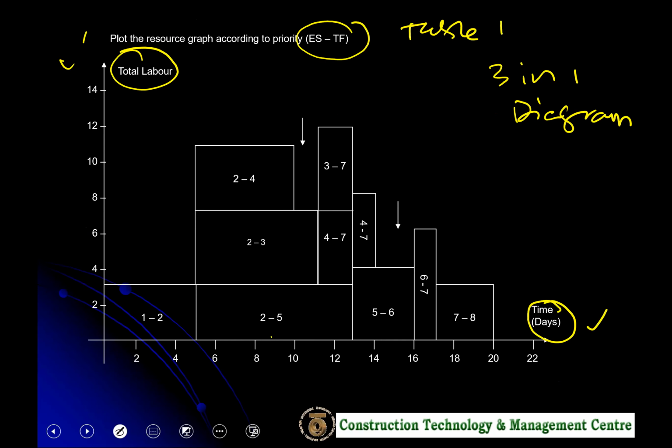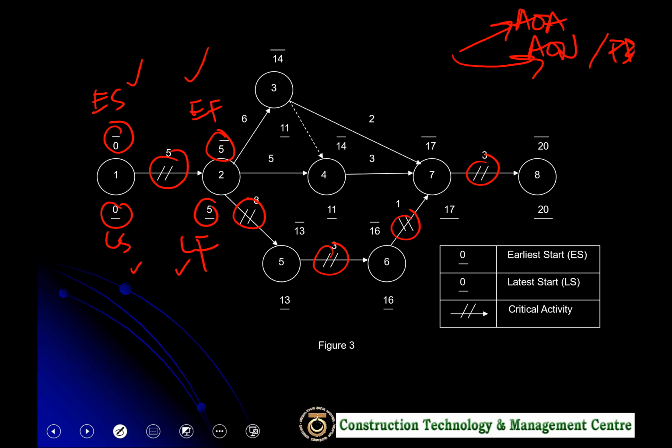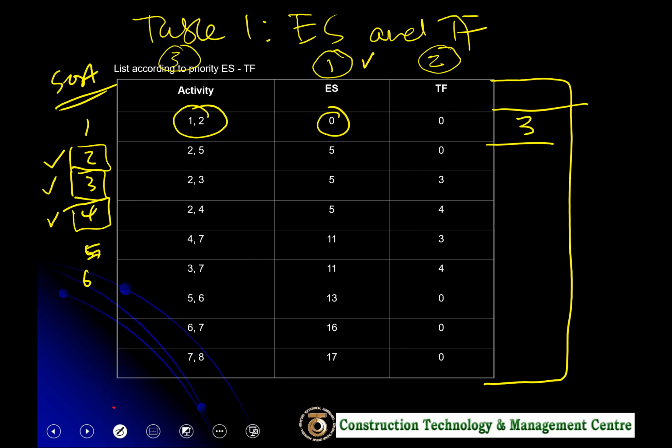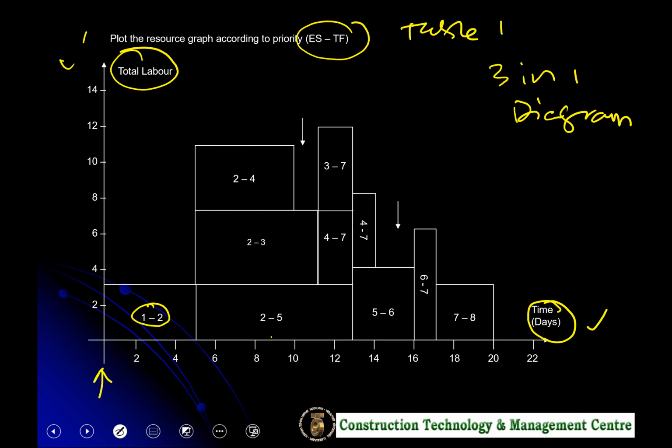Okay, now how to plot? See, activity 1, 2, this is the name of the activity. It starts on day 1 of the project. And how many days will this activity be running? The duration of the activity. Go back to this one. It's basically 5. By right, we should draw a table so that the duration is there. It's easier to look. You see, this is 5.